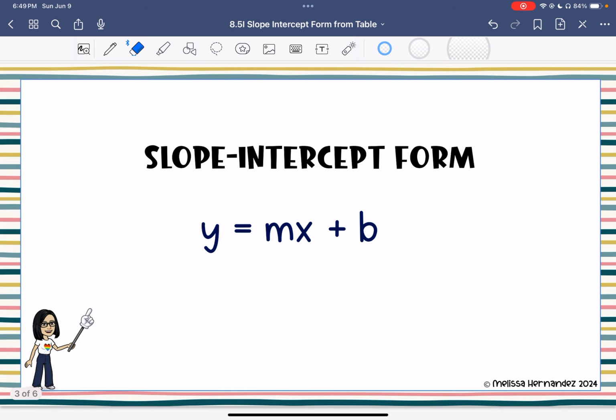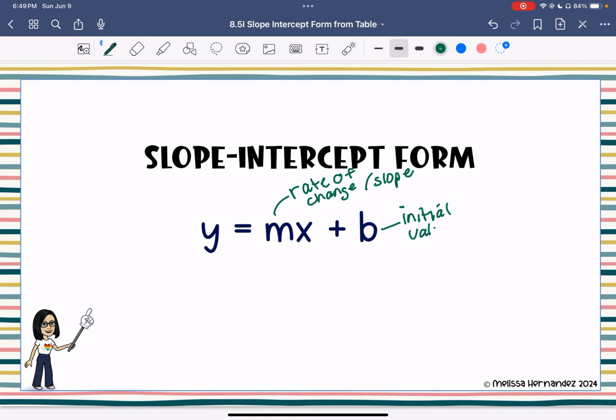Okay, so let's refresh our memory. Slope-intercept form: our m is the rate of change or slope. And then b is your initial value. If you're graphing it, it's our y-intercept. In the word problem it's the initial value, and today it's going to be our constant. It'll make sense when we get there. So the x and the y: x is the x-coordinate of a point on the graph, and y is the y-coordinate from that point that's on the graph. Okay, so let's go ahead and get started.